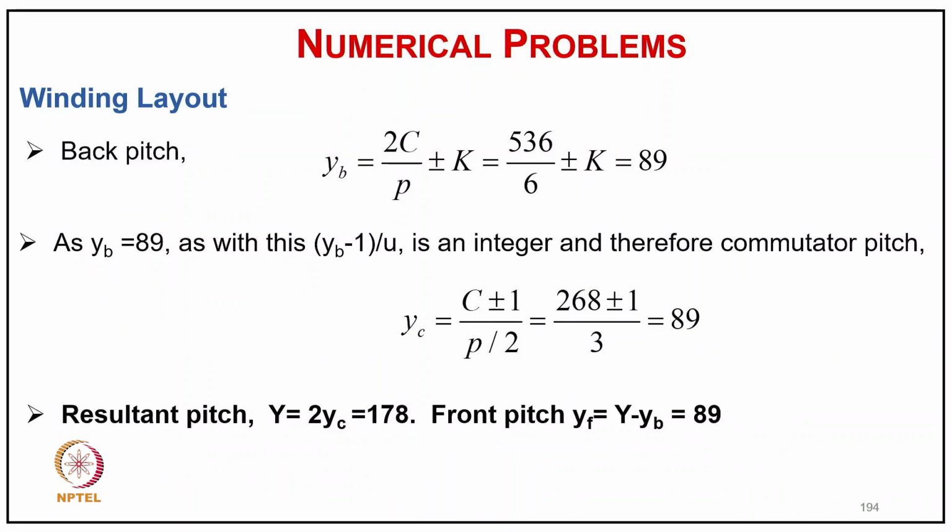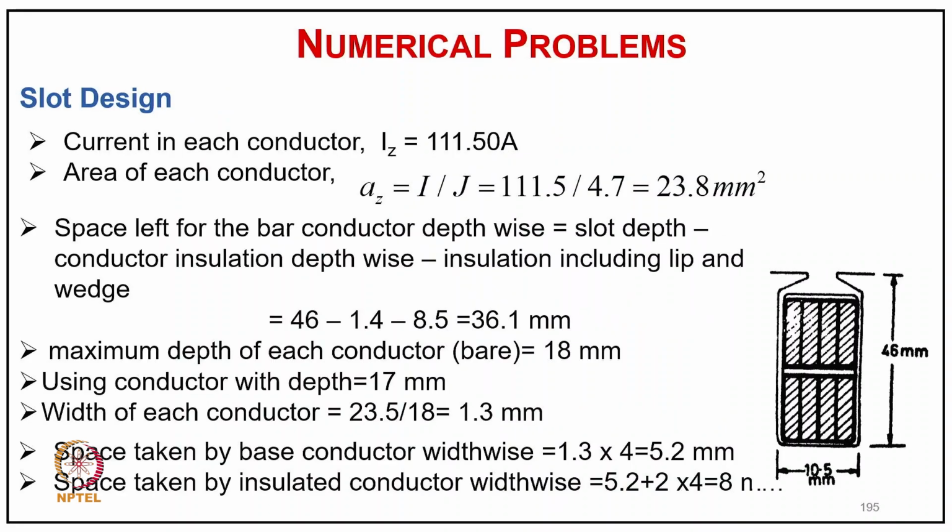Now coming to winding layout, back pitch YB is (2C + P ± K)... that comes to 89. As YB is 89, with (YB − 1)/2 being an integer, the commutator pitch Y is equal to (C ± 1)/(P/2), so it comes to 89. So now the resultant pitch Y, capital Y, is 178, and the front pitch, capital Y minus YB, is 79.